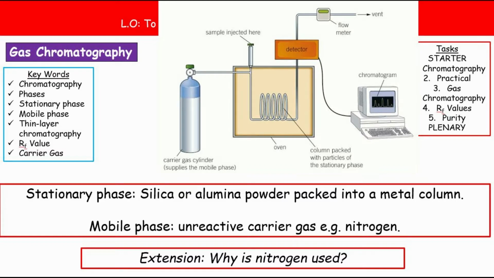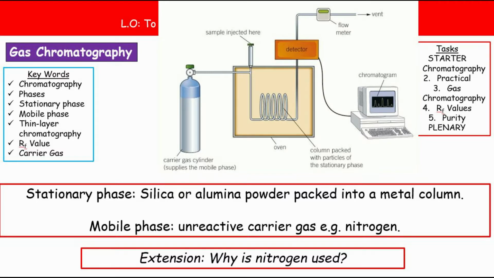So what we actually find is this is just a different way to carry out chromatography, which we use for other samples. So the stationary phase is the silica or the alumina powder packed into that metal column. The mobile phase is that unreactive carrier gas, and we tend to use a gas like nitrogen.